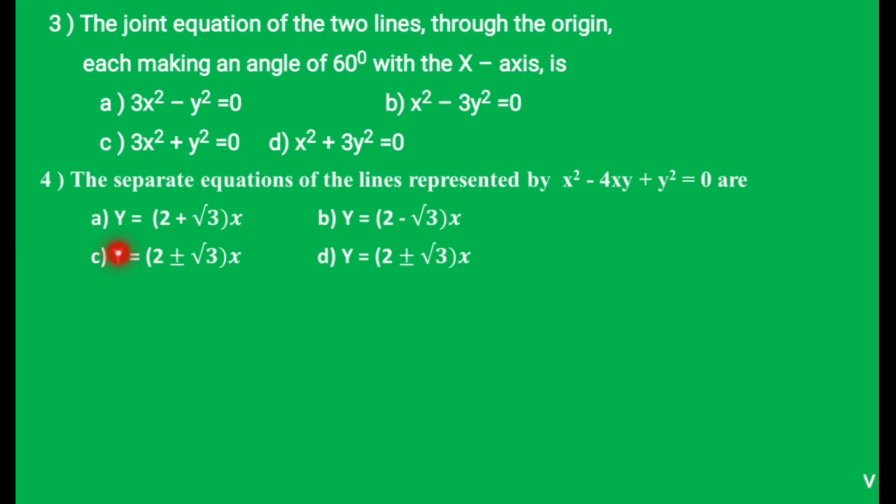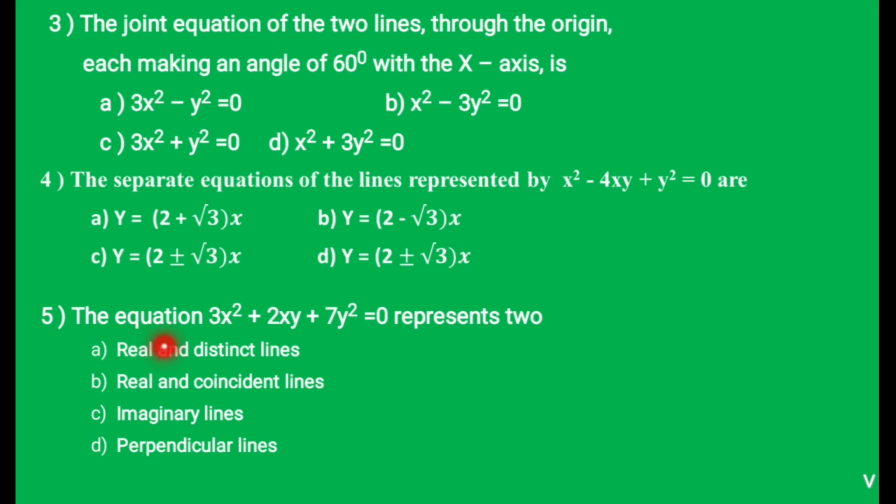So first option is A, y equals to 2 plus root 3x. Option B, y equals to 2 minus root 3x. Option C, y equals to 2 plus or minus root 3x. Option D, y equals to 2 plus or minus root 3x.